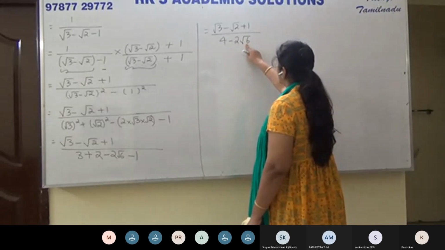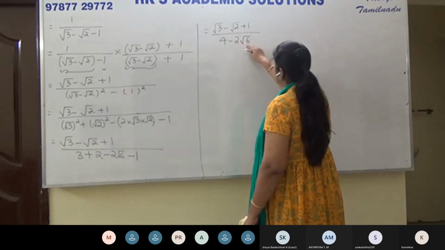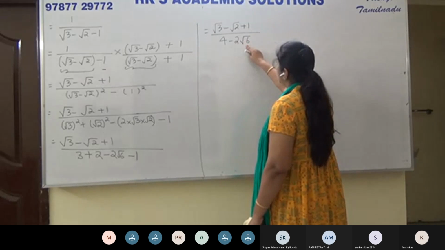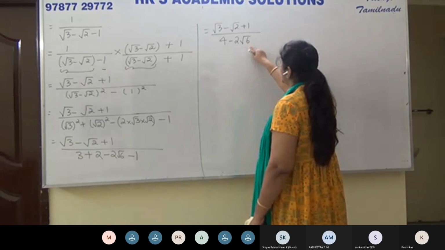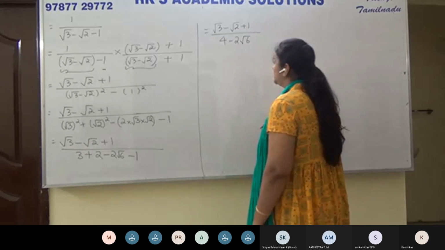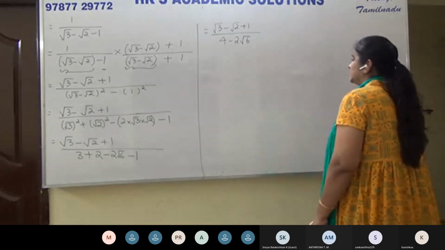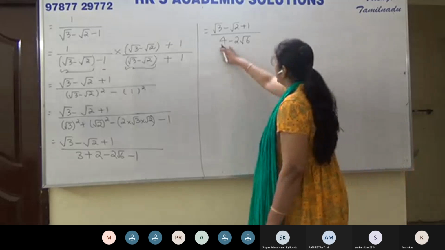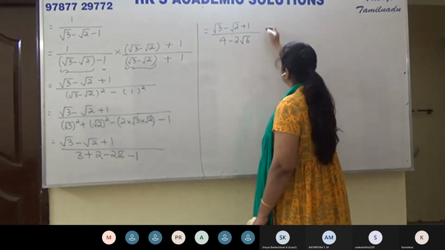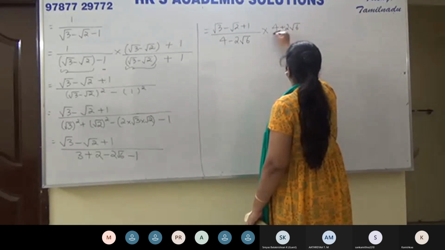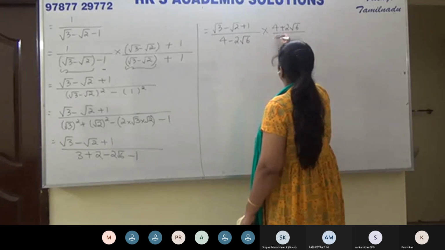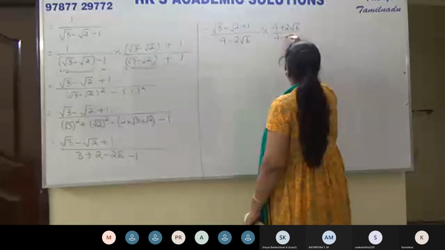A non-terminating, non-repeating value into 2 will be another non-terminating, non-repeating value. 4 minus this non-terminating, non-repeating decimal will be another non-terminating, non-repeating decimal. So 4 minus 2 root 6 is irrational. So rationalize by multiplying and dividing by the conjugate of the denominator. So that will be 4 plus 2 root 6.